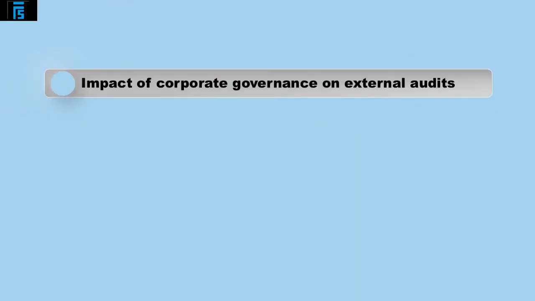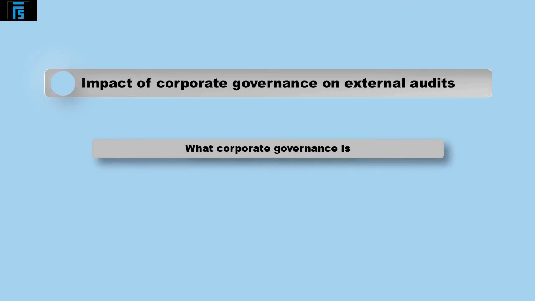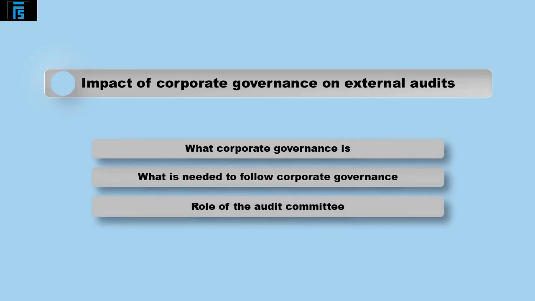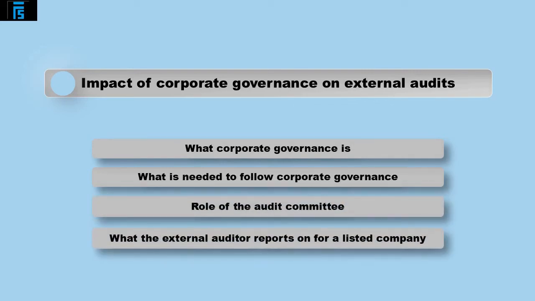This video is going to cover the topic of corporate governance. We are going to discuss the impact corporate governance has on external audits. We therefore need to cover what corporate governance is, what is needed for an organisation to follow corporate governance, the role of the audit committee, and what the external auditor reports on for a listed company.